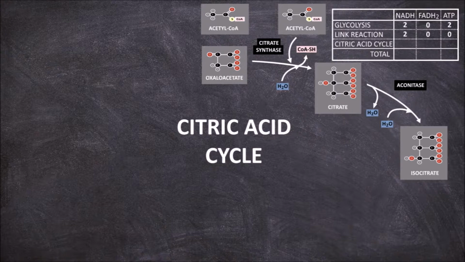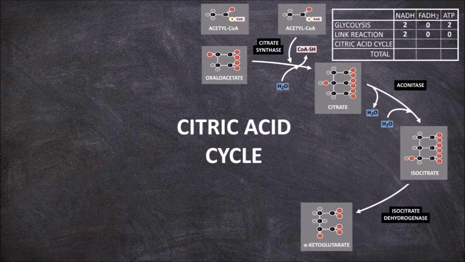The third step involves the decarboxylation and oxidation of isocitrate, a 6-carbon molecule, into alpha-ketoglutarate, a 5-carbon molecule, using the enzyme isocitrate dehydrogenase. This step involves a carbon dioxide molecule being removed. NAD+ is also reduced to NADH plus hydrogen. This gives us 1 NADH, giving us a net total so far of 1 NADH for 1 acetyl-CoA molecule.